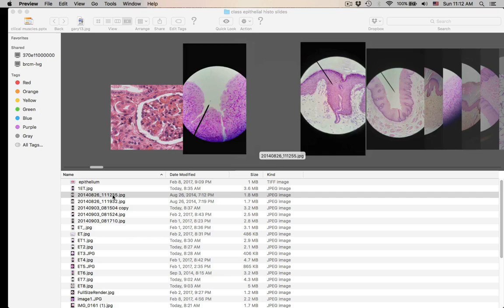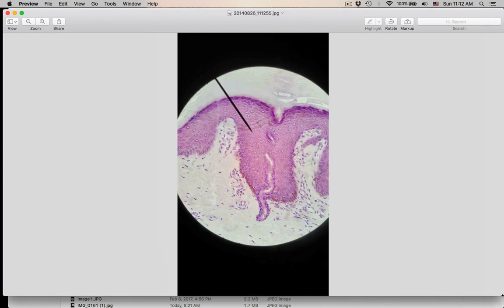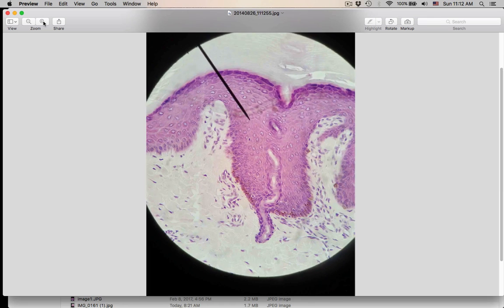Number 2 is going to be this guy. Actually, for this one, don't look at the pointer. The pointer obviously is not in the lumen. What I want you to write down for this guy, I will tell you, this is from the top layer of the skin. The pointer is in a layer of the skin.